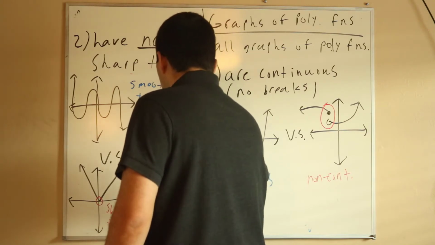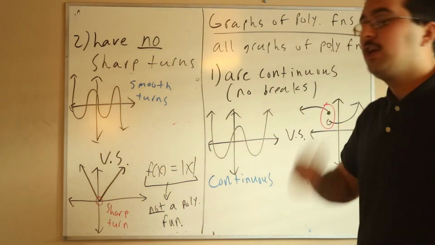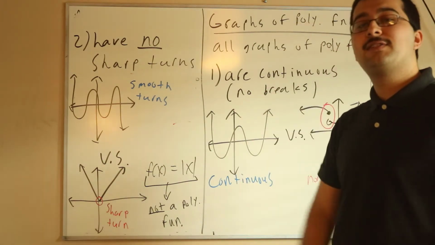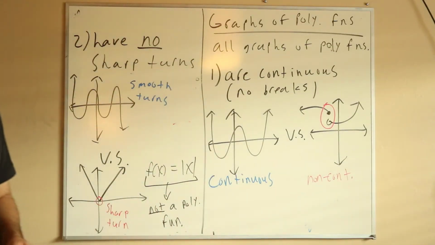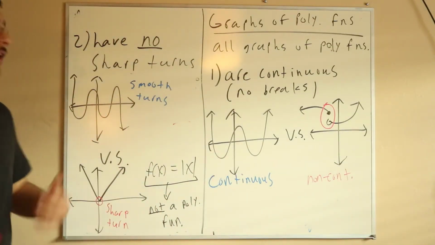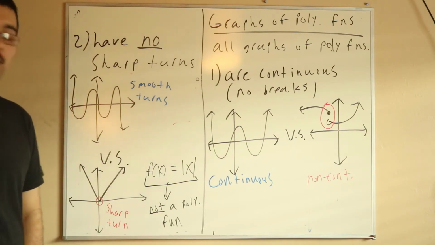So if you're ever wondering if the absolute value function was a polynomial function, graphically, we can understand that it is not. All right? It does not meet this generalization of polynomial graphs. It has a sharp turn. So there you go. Those are just some two quick general statements we can make about the graphs of polynomials.